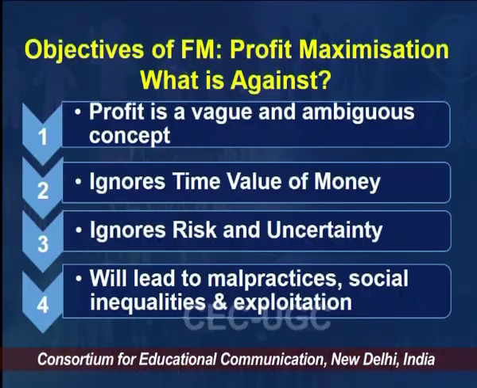And the last point against is that if we make profit maximization the objective of financial management, the company may indulge in malpractices, it will lead to inequalities socially, it may lead to exploitation of laborers or workers, and that is why the lobby says we should not make it the objective of financial management, right? And these were the points against.